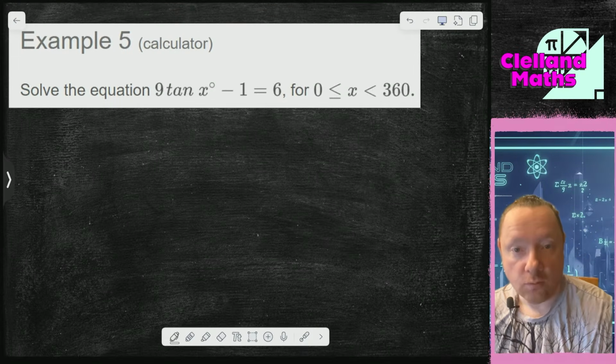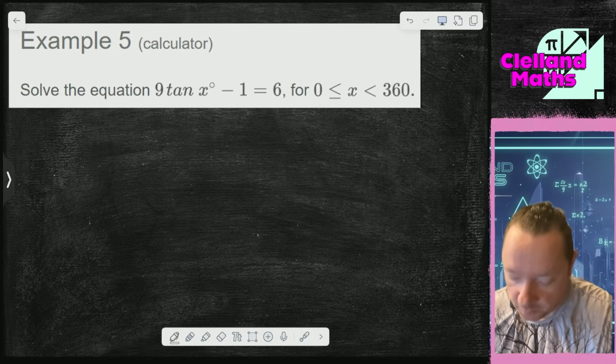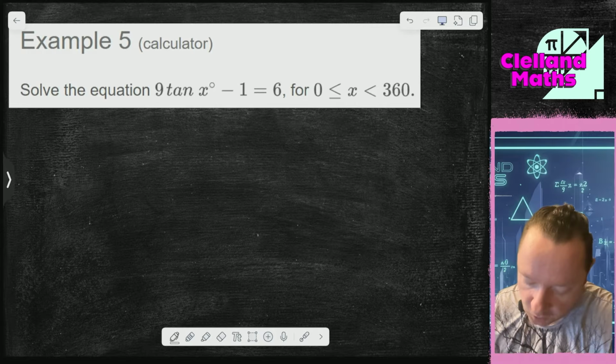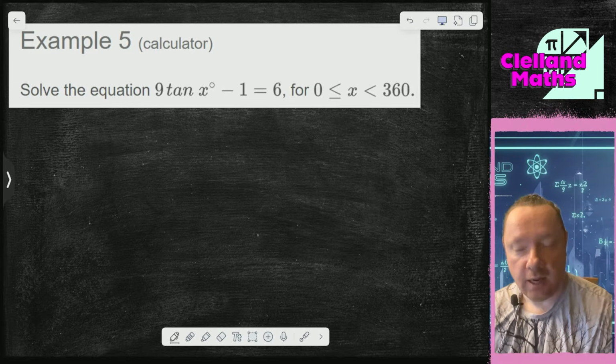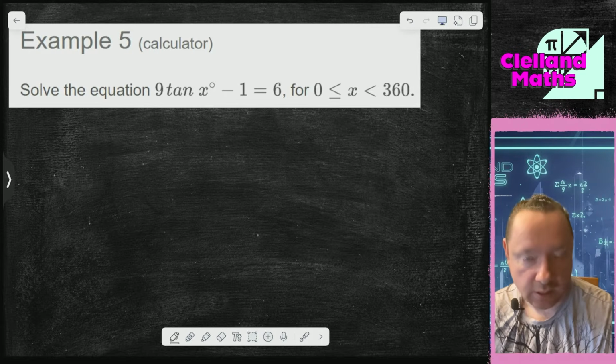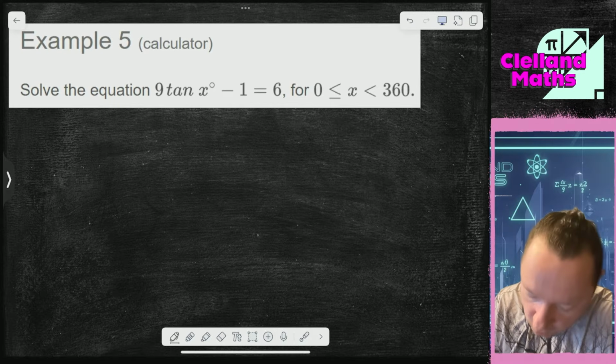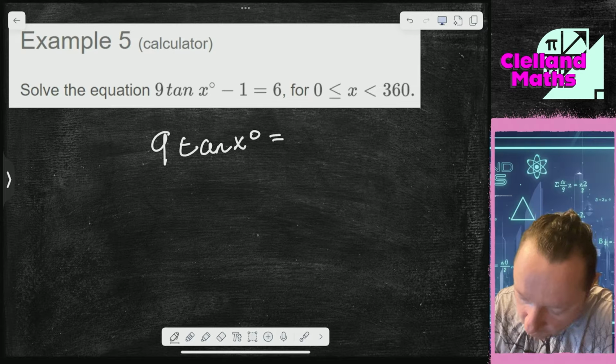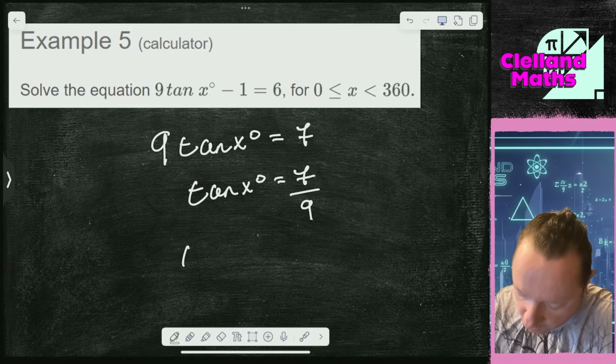Now we get into actually solving some trig equations now we've got past the preliminaries. 9 tan x minus 1 equals 6. So we need to rearrange that as if it says 9x minus 1 equals 6, essentially. Get tan x on its own. So I add 1 to both sides to start with because it says minus. 6 plus 1 is 7. I'm dividing by 9 then, so it's 7 over 9. So I now do my inverse tan of 7 over 9.